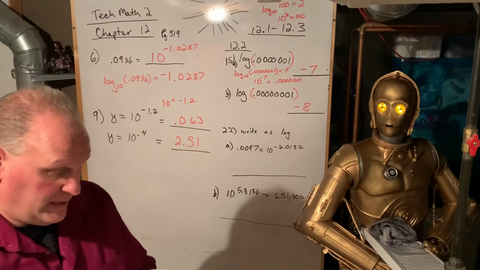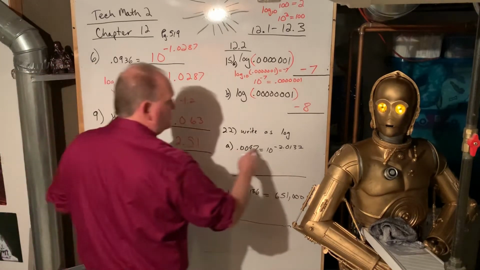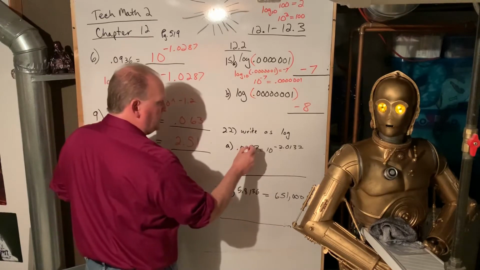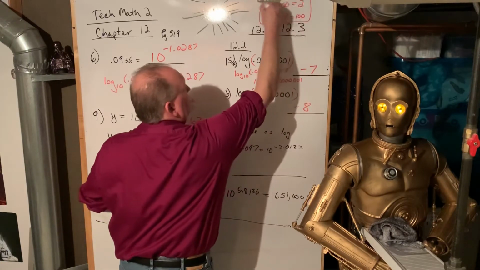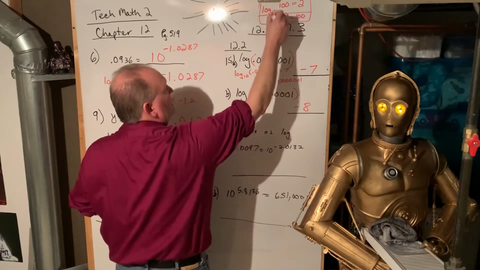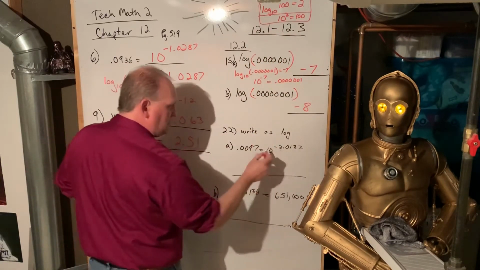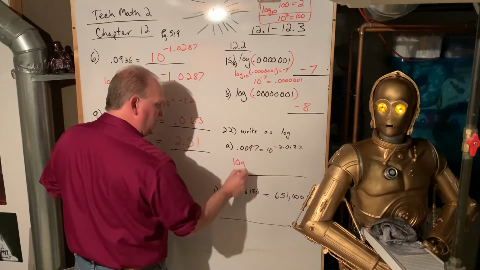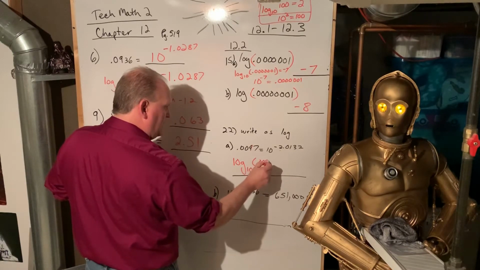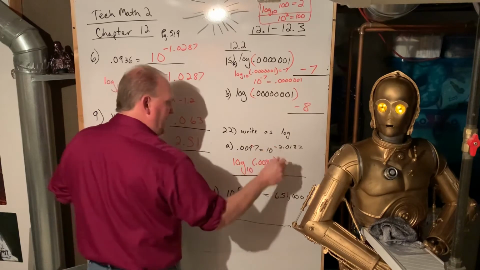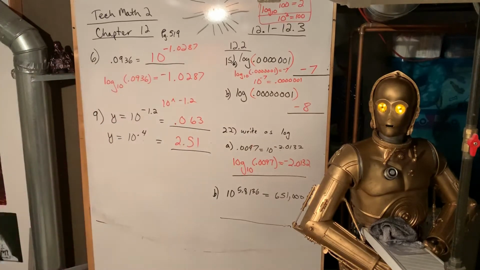And then 22, any basic power of 10. Here, they don't want you to use the calculator at all. They want you to write it out like a log. Again, logs are just fancy ways of writing exponents. Log base 10 of 100 is equal to 2, and 10 squared is equal to 100. So if I want to write this as a log, this is the base, so it would be log base 10 of 0.0097 will equal that power, negative 2.0132.